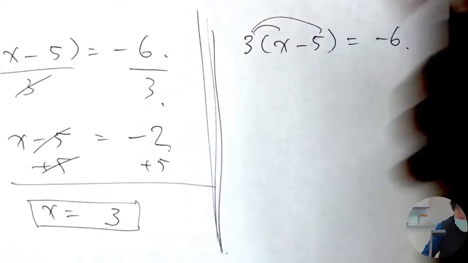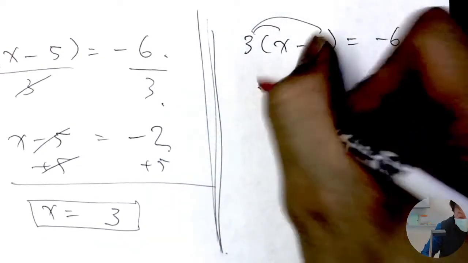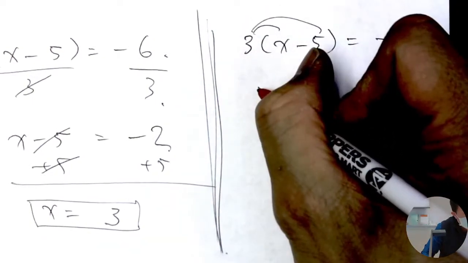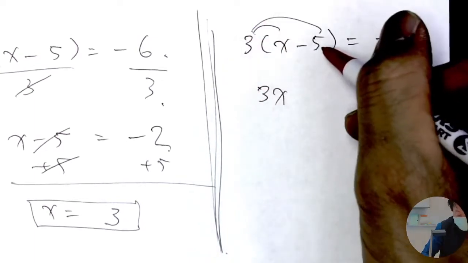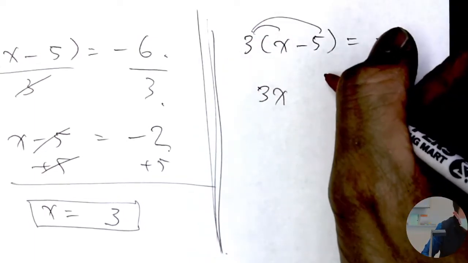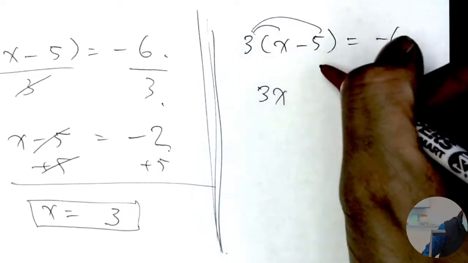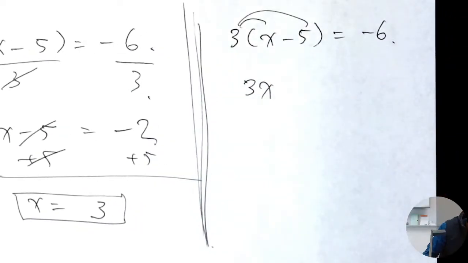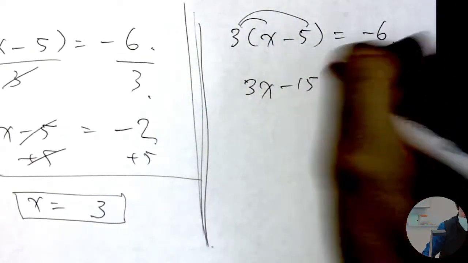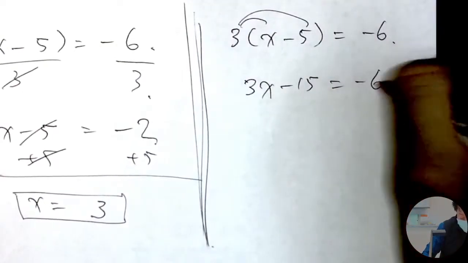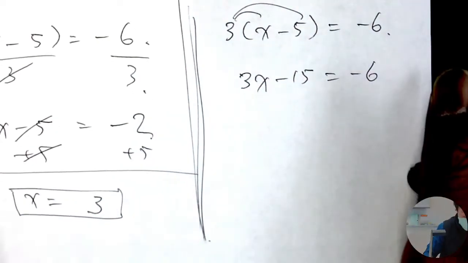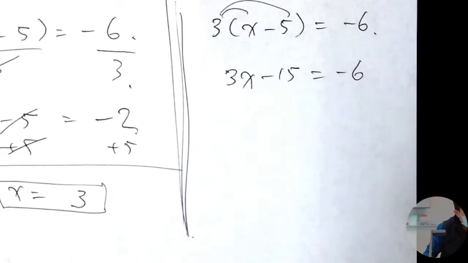Athea? 3 times x? 3 times -5? 3 times negative 5, negative 15, equals to negative 6. Okay, what do I do next? Let's finish this. Thea, let's finish this.